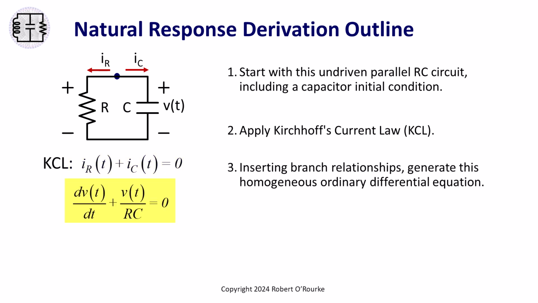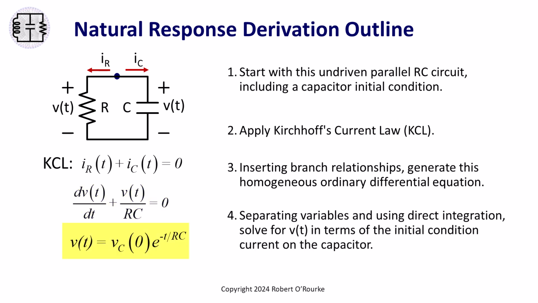Insert the branch relationship equations for the resistor and capacitor currents into the KCL equation to get the homogeneous differential equation for natural response. Separate the variables and integrate to solve for the time-varying voltage V of t. There are several steps involving logarithms and exponentials.